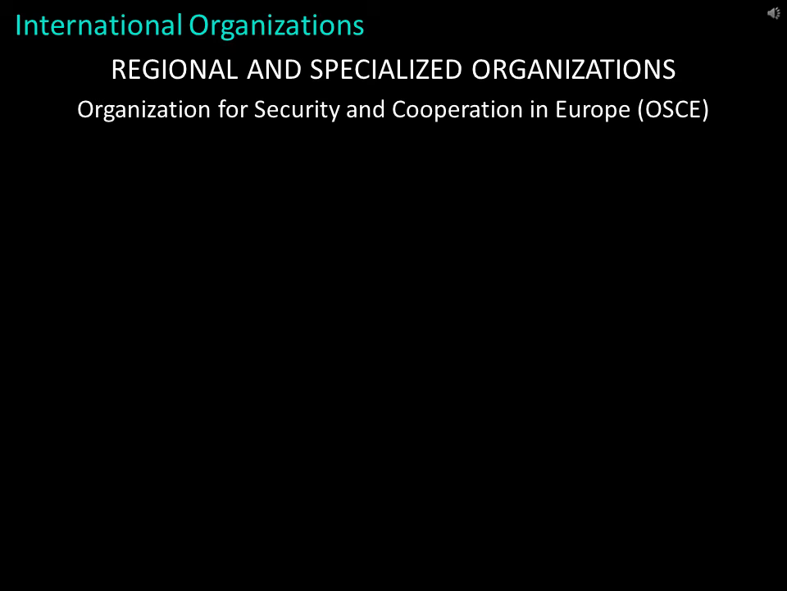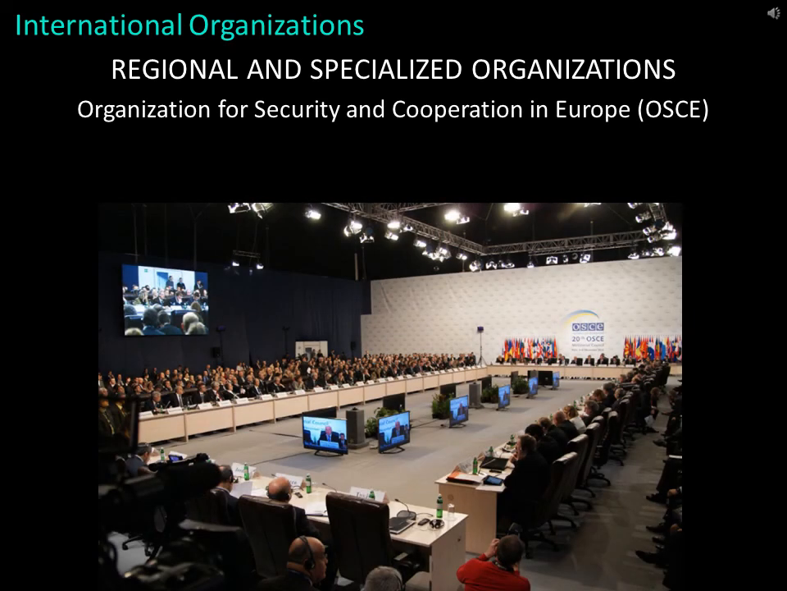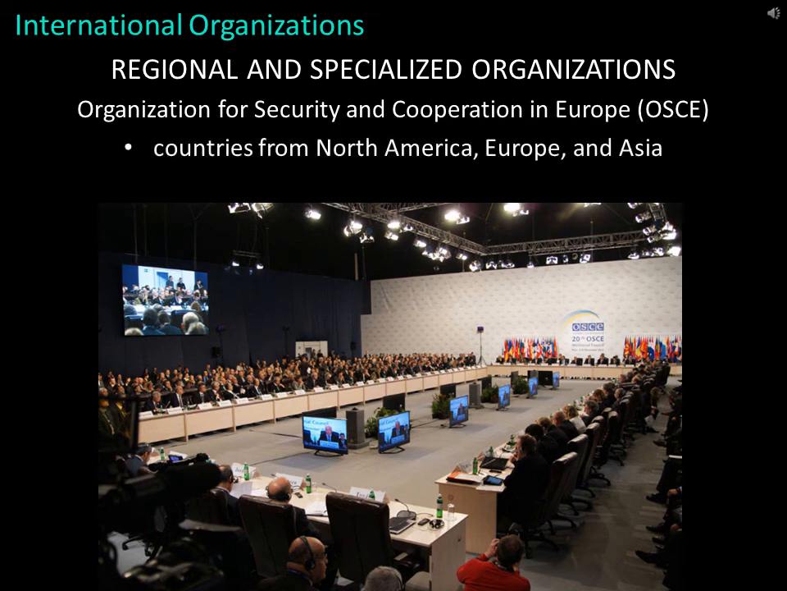The Organization for Security and Cooperation in Europe, or OSCE. The OSCE was founded in 1973 and has since grown to include membership by 56 countries from North America, Europe, and Asia, with its headquarters in Vienna, Austria. It was created in response to Cold War tensions and is the world's largest international security organization, with a mandate that includes early warning of military action, conflict prevention, crisis management, and post-conflict rehabilitation.